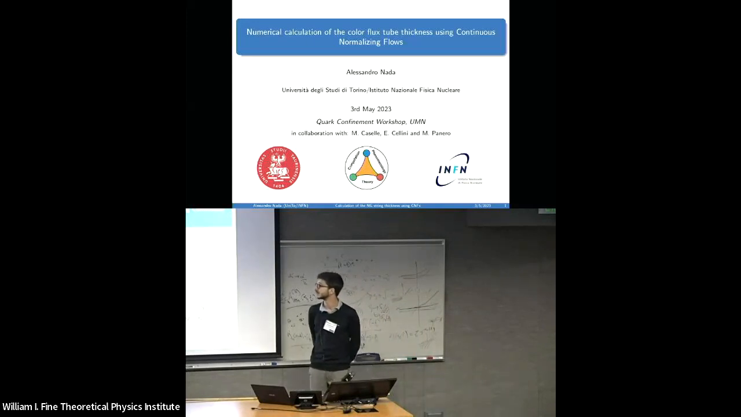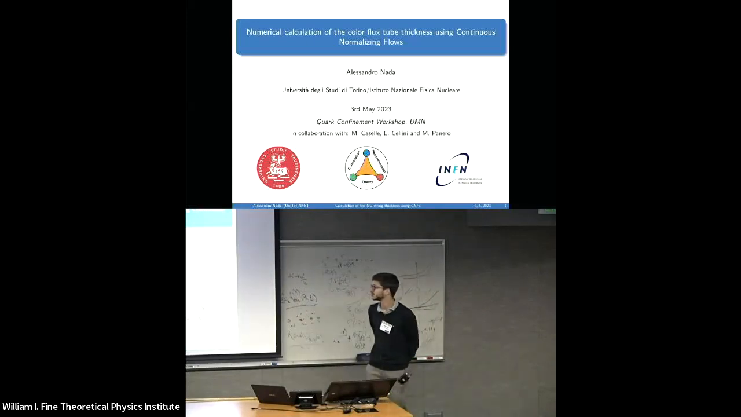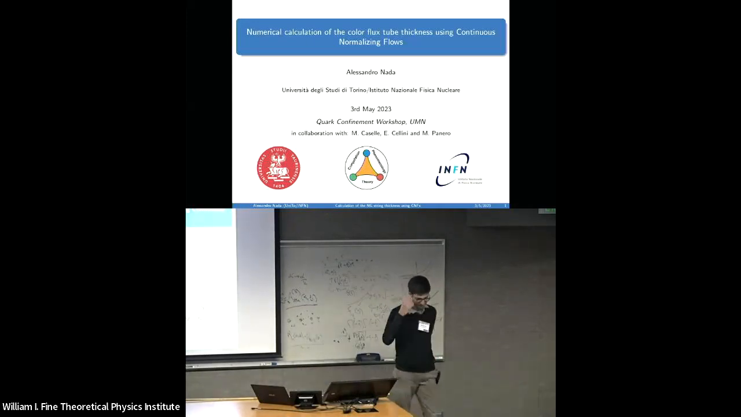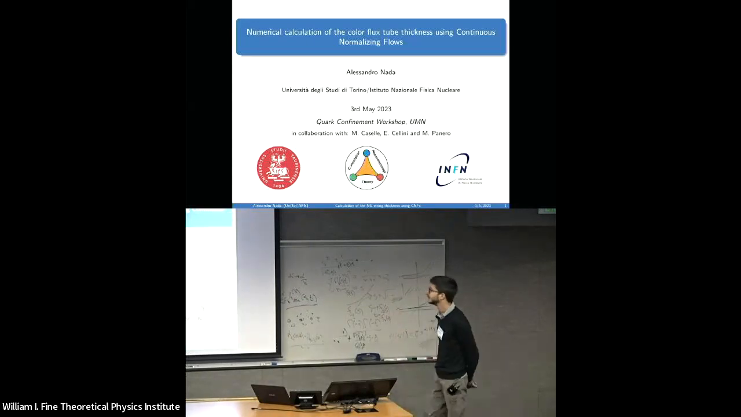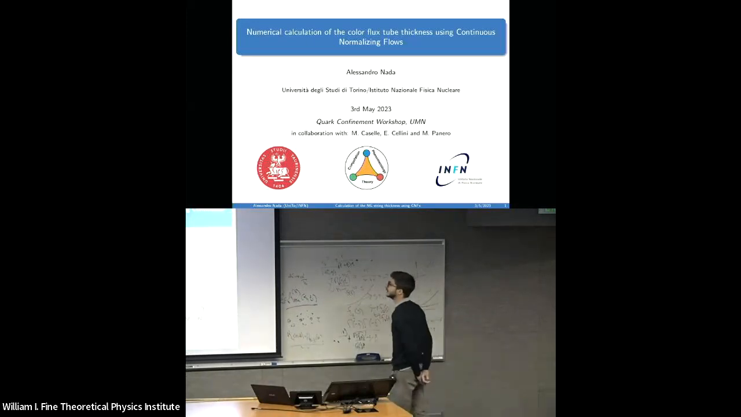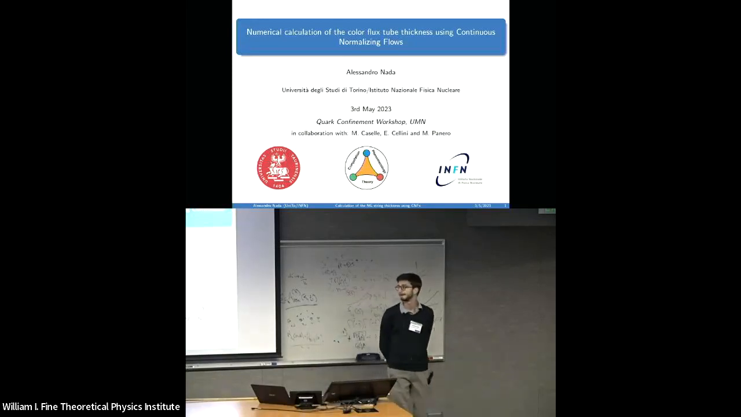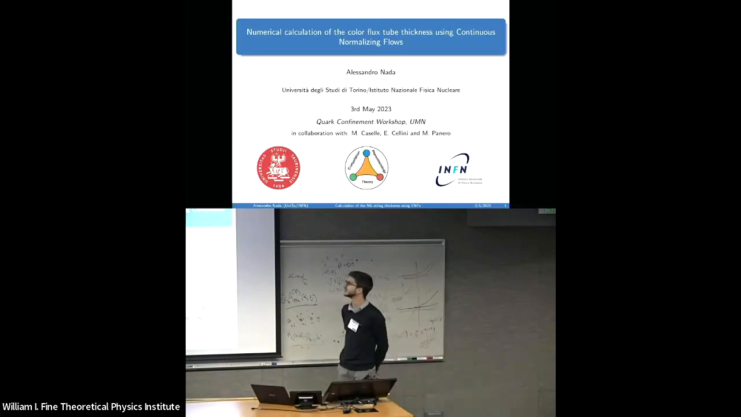So this is work made in collaboration with people in Torino, in particular Elia Cellini, who is a PhD student in our group. Essentially, I have two goals for this talk. The first is to explain why it makes sense to do a numerical calculation of the flux tube thickness starting from the Nambu-Goto string. The second is to understand why we're using this continuous normalizing flow, which is a deep learning architecture, in order to do so, and why it would be better, for example, than a Markov chain Monte Carlo.